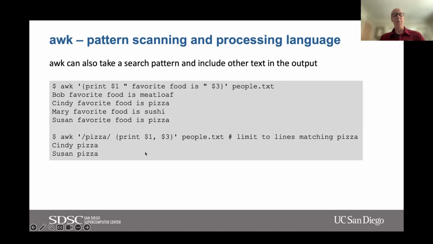I could also use a pattern here. So notice before the action, I now have a very simple regular expression, just a single string, pizza. So now I'm limiting awk to operating on those lines that contain the word pizza. So you could think of this as a combination of grep and the simpler use of awk.